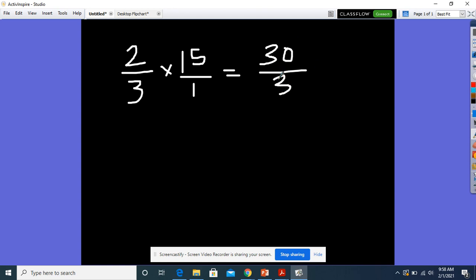So this is an improper fraction. We need to convert this into a mixed number. We do this by asking ourselves, how many times will 3 go into 30? So if you skip count by 3s, 3, 6, 9, 12, 15, 18, 21, 24, 27, 30, you will get 3 goes into 30 10 times. Is there any left over? No, 3 perfectly goes into 30 10 times. So this will be your answer. So 10 is 2/3 of 15.